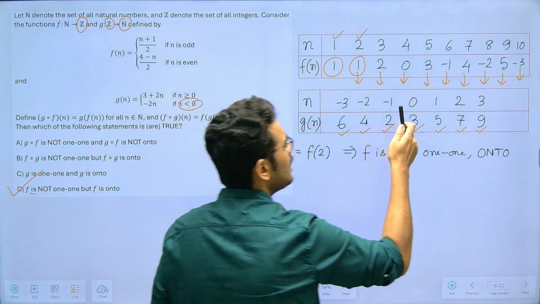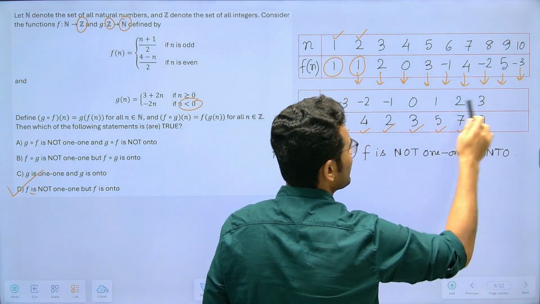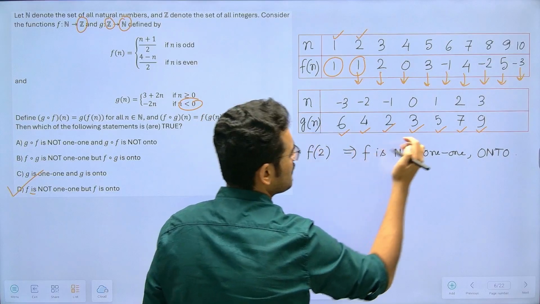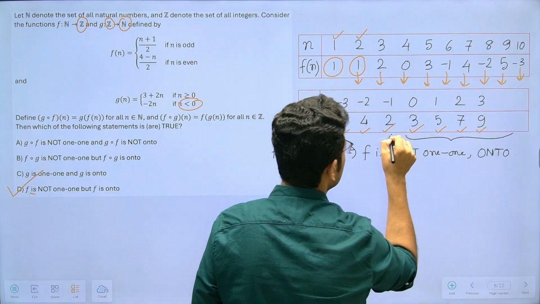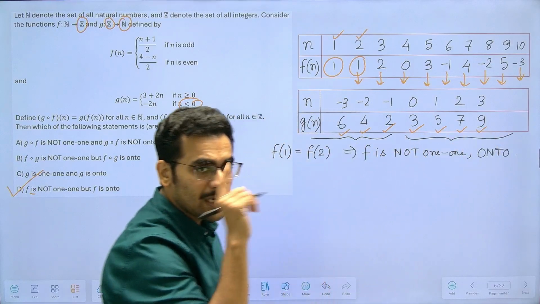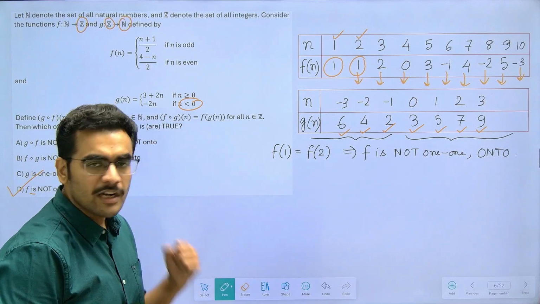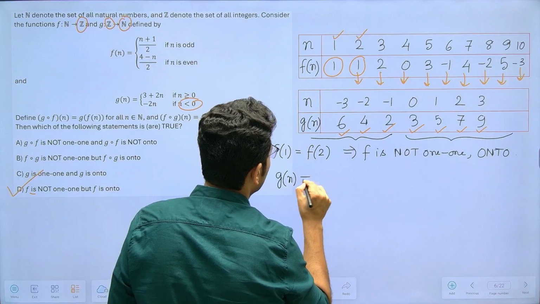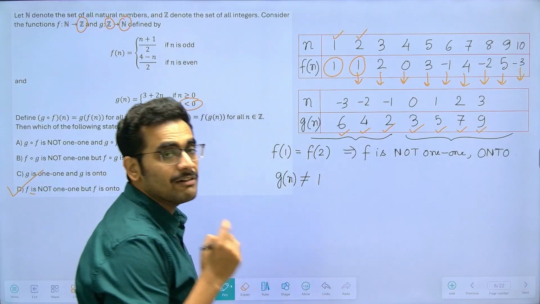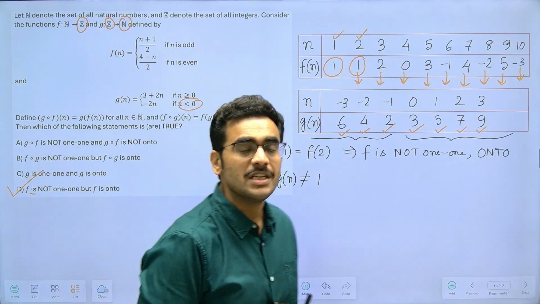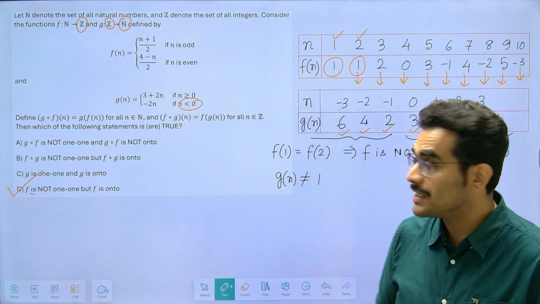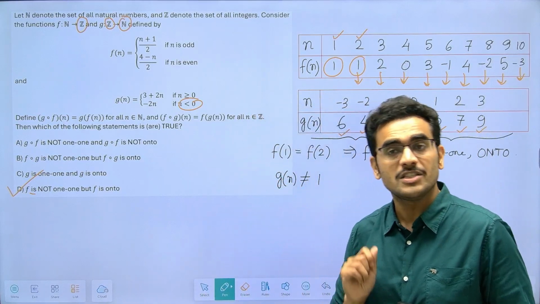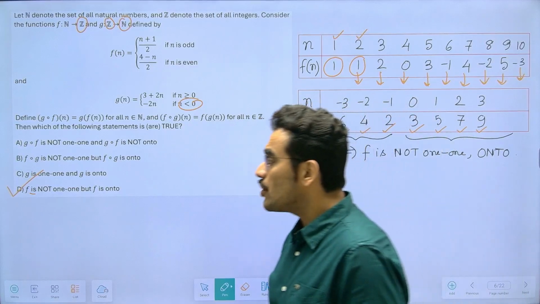So here we are having odd positive integers, 3, 5, 7, 9, like that, and here even positive integers. But 1 is missing; 1 is not returned by the function. So Gn cannot take the value 1. That means the range of the function G does not contain 1. That means G cannot be an onto function. G is not an onto function.